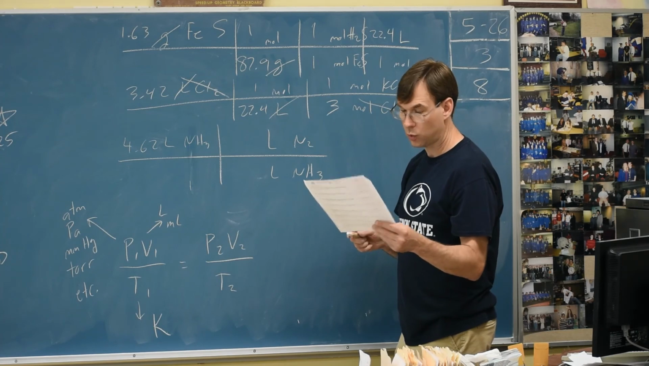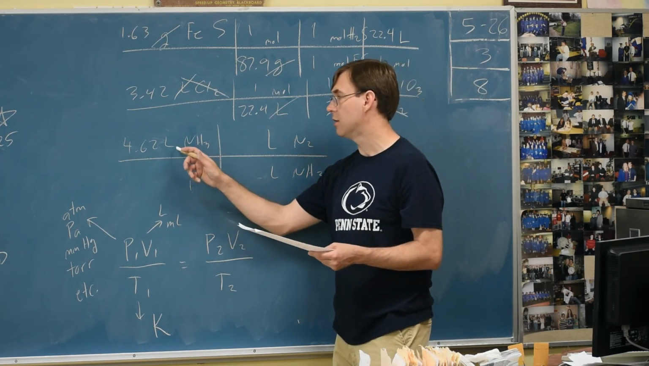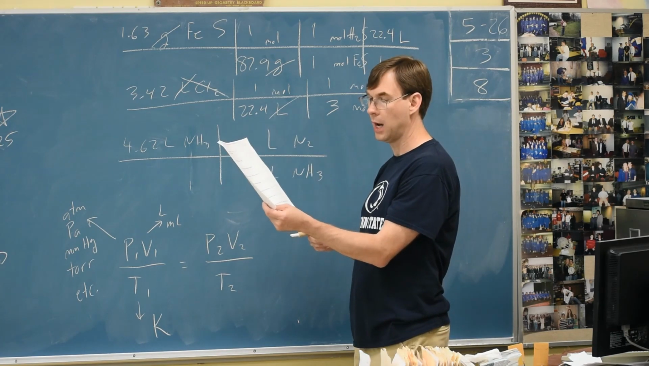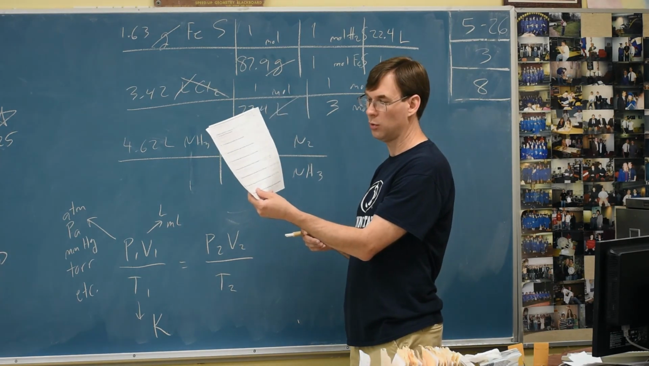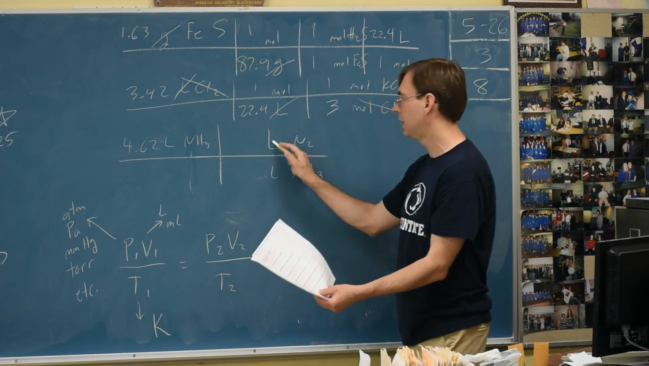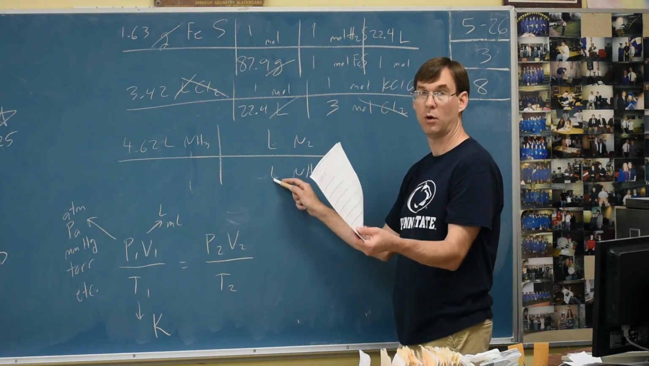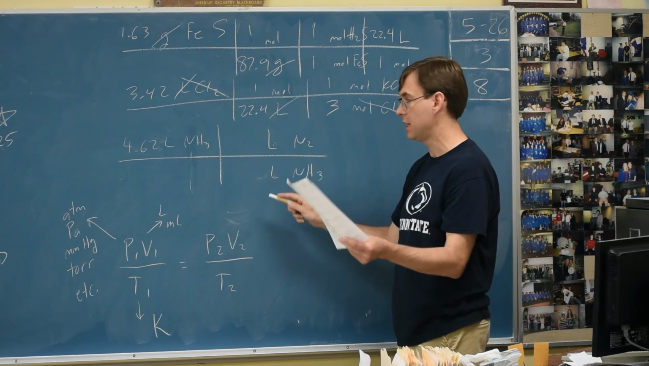131 is the shortest one. If you're going from liters to liters, you don't have to work through moles at all. On my answer key for 131, I wrote moles on top of moles in my work. These should be liters here. I didn't need to do anything with moles. That's just me getting in the rhythm of writing moles all the time. That should just say liters.